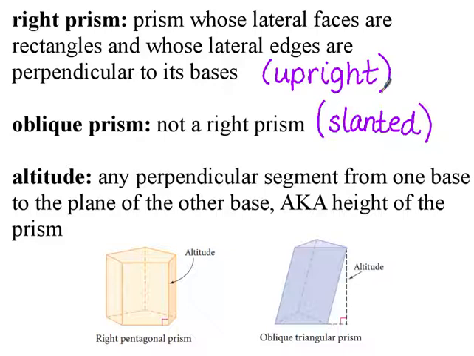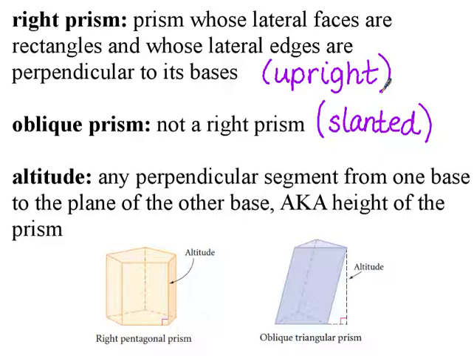And then an altitude. I don't know if necessarily you need to write down the definition of the altitude because it is pretty standard in terms of the altitude that we've already learned. The altitude is just the height of the prism. The definition in the book was any perpendicular segment from one base to the plane of the other base, also known as the height of the prism.